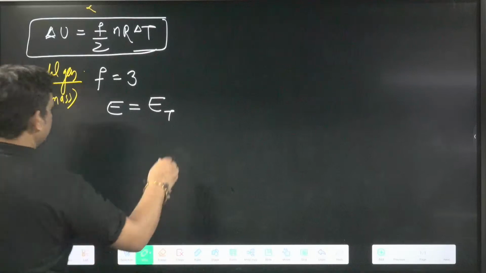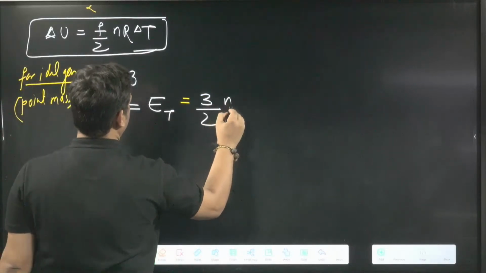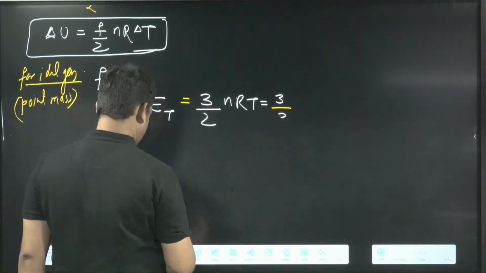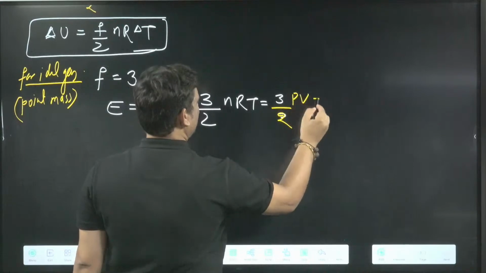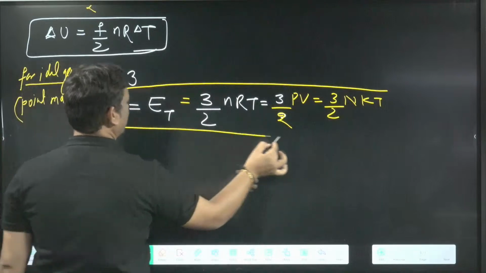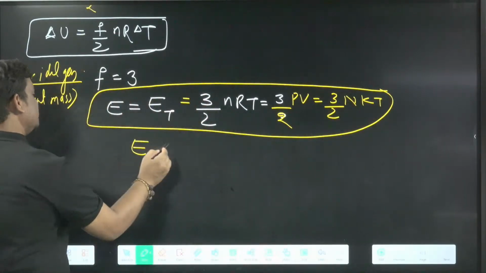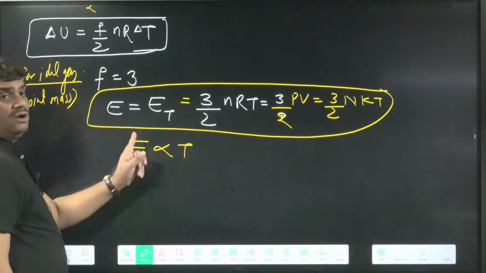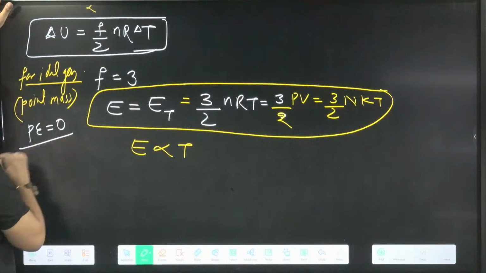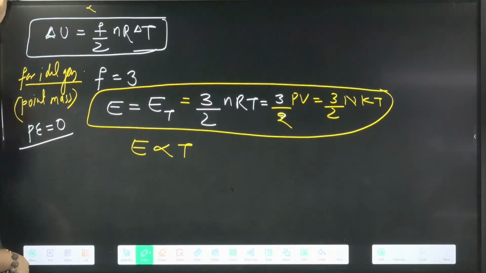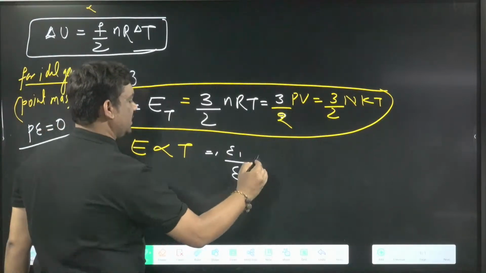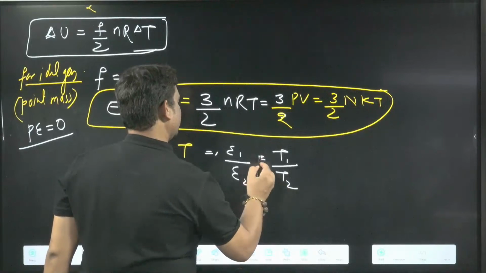This we can write as 3/2 nRT, as well as 3/2 PV, or 3/2 NkT. So this is the formula for the ideal gas, and we say the ideal gas energy will depend on temperature. Potential energy for the ideal gas is 0. So we can write E1 by E2 equal to T1 by T2.